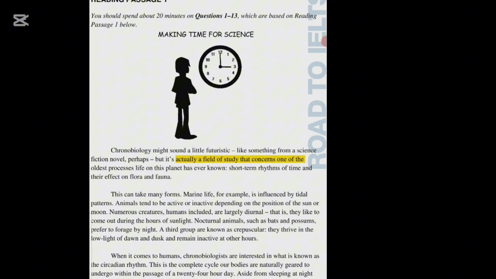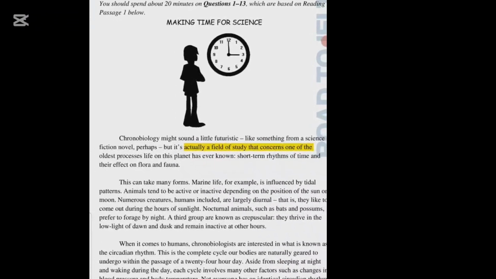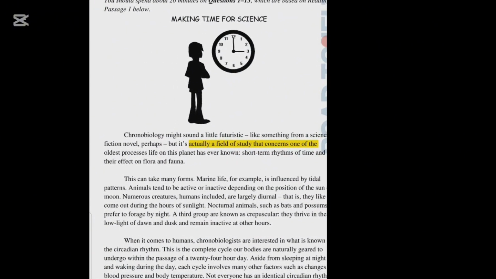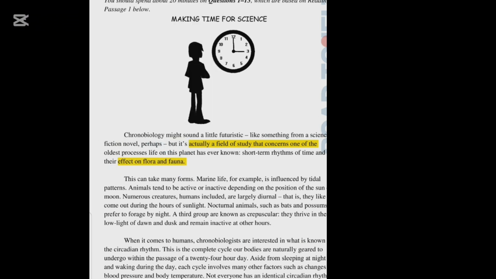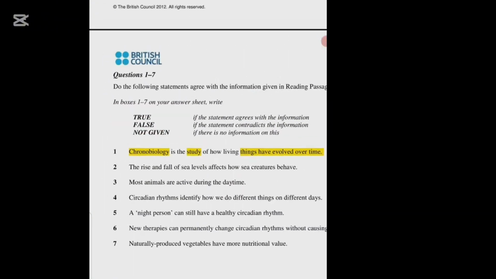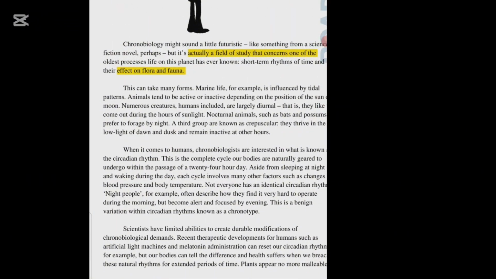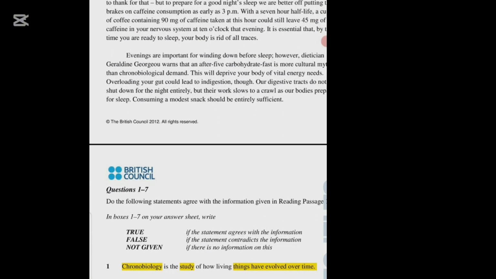Remember, they are capturing the key meaning about the study of chronobiology, what the study entails. So here we have: the oldest process of life on this planet, short-term readings of time and their effect on flora and fauna. So obviously it is the study of the effect of time on flora and fauna. Flora, of course, refers to plants, fauna refers to animals. And then the question again says it is a study of how living things have evolved. So the text also defines what the study is, but it is not what the question gives us. So this is obviously a false.